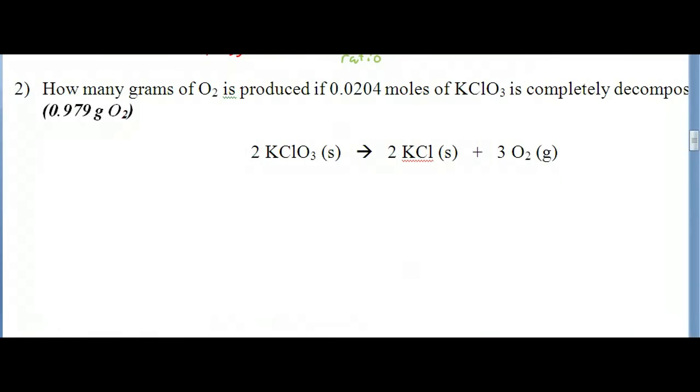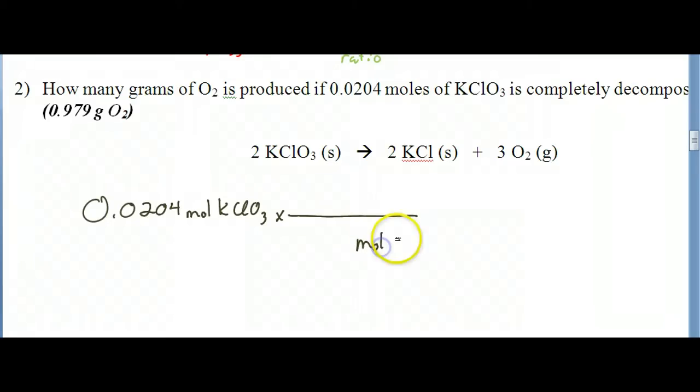How many grams of O2 is produced from the same reaction, 0.204 moles of KClO3? So now I'm asking for grams of O2 as opposed to being given grams of O2, and being given moles of KClO3 instead of being asked for it. So I write down what's given. 0.204 moles of KClO3, also known as potassium chlorate. X line, drag down the units.